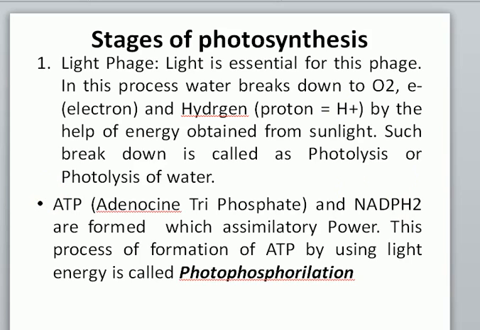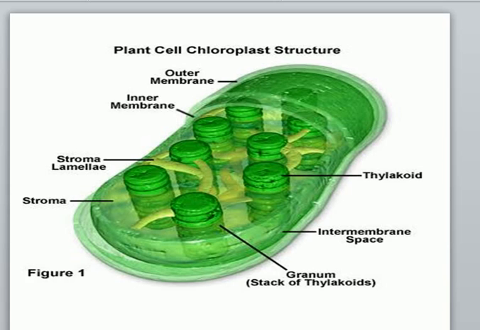Before we go to the next phase, let's show you what a chloroplast looks like and what happens. This is a chloroplast. All right. Now, the light reaction stage takes place in the membrane of these structures. Now, this is a granum. Each of these is called a thylakoid. You can see they look like a coin. That's a thylakoid. So a stack of thylakoids forms what we call a granum.